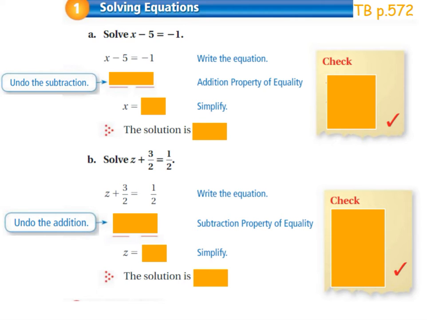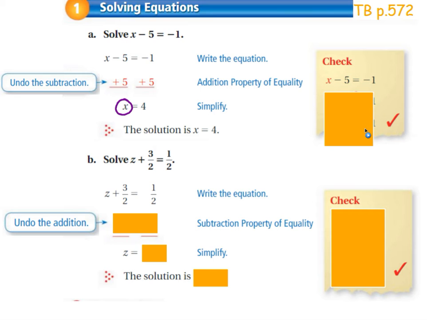Let's take a look at an example. Solve x minus 5 equals negative 1. As you know, we need to isolate the variable, and we're going to do that by undoing the minus 5, meaning we're going to add 5 to each side. Remember, whatever you do to one side of an equation, you have to do to the other side too. So the minus 5 and plus 5 cancel each other out, so I just have an x, and negative 1 plus 5 is 4.